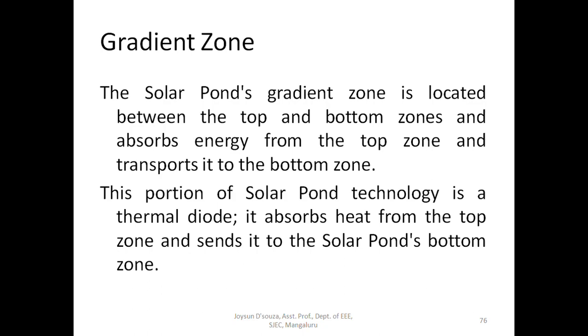So a diode, as you may have seen in electrical and electronics engineering, allows the current to flow from one place to another, but it does not allow the current to flow from the other region; two-way flow is not allowed. But you have to understand that as the gradient zone acts as the thermal diode, it only allows heat from the top zone to go to the bottom zone, and does not allow the heat from the bottom zone to escape to the top zone. So hence it acts as a thermal diode.